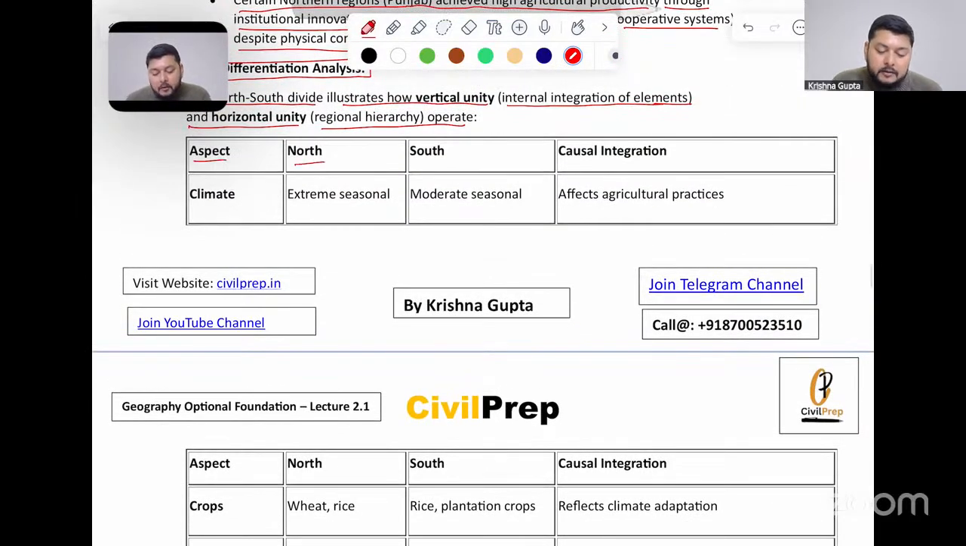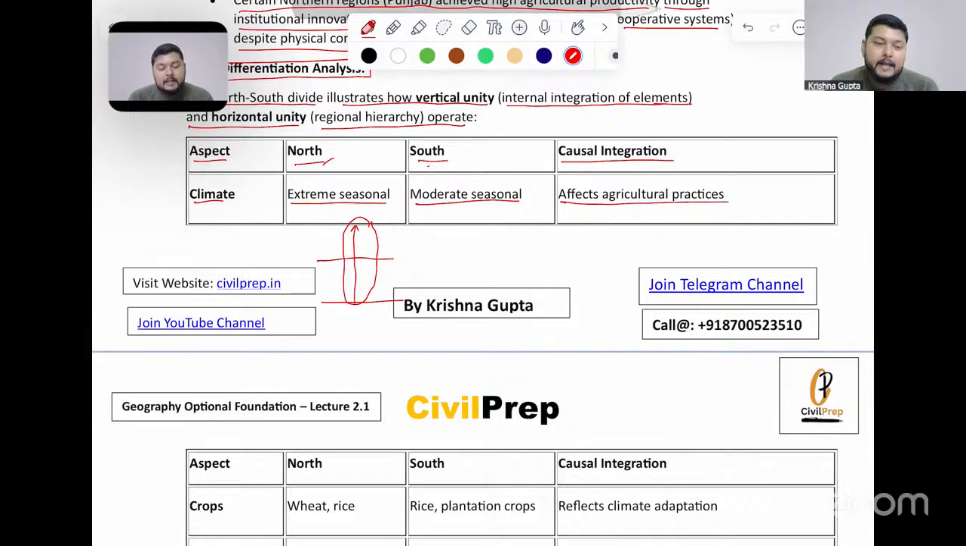Now, the aspect of north, south, and causal integration. Climate: in the north part, we have extreme seasonality. For example, today's date is 8th or 9th of December. In the city of Delhi, or Punjab, during the daytime it would be around 11 to 13 degrees Celsius. But in Nagpur it is around 17 to 18 degrees Celsius. When I go to the Kerala region, it will be around 22 to 23 degrees Celsius. So as I move from Kerala to the Punjab region, there is a difference in temperature, and as I go to Northern India it becomes more extreme, while in the southern part it is moderately seasonal.